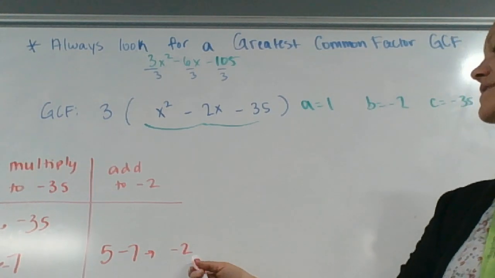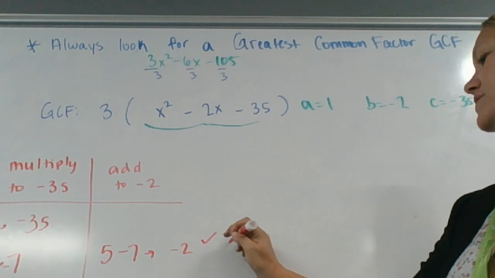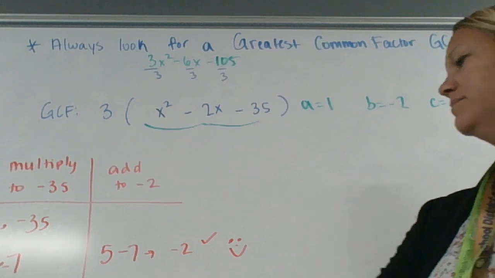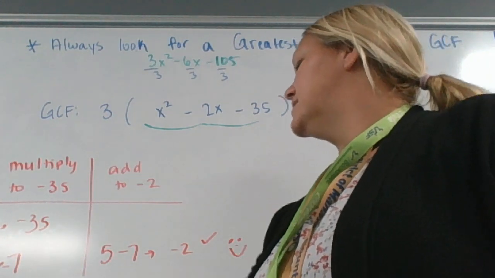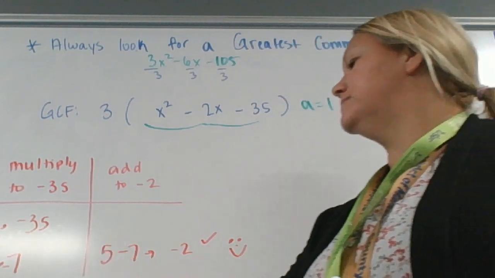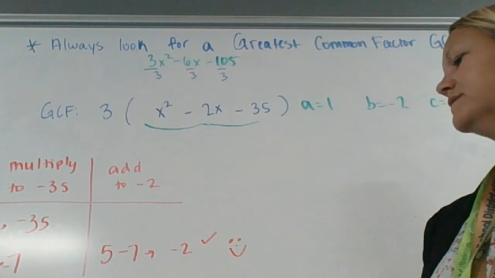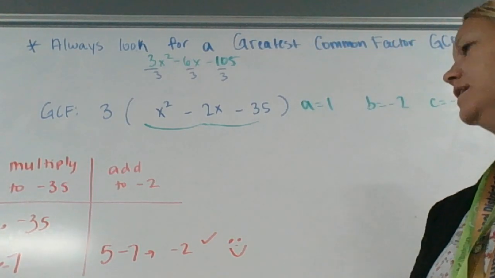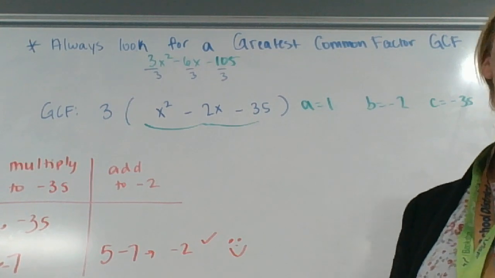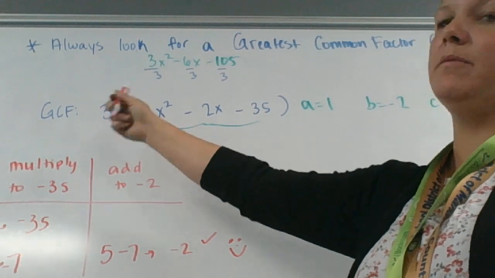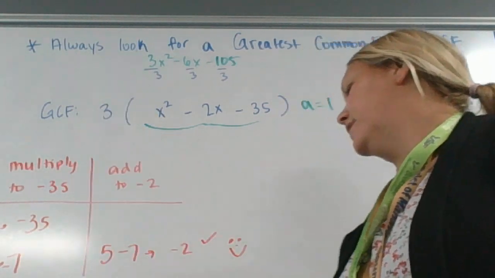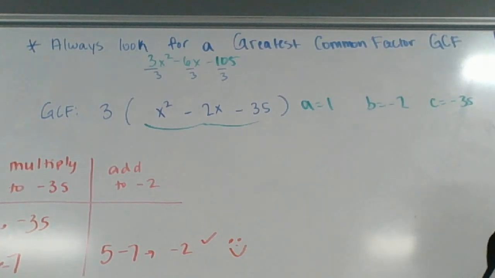All right, so 5 minus 7 is negative 2, so it works. I'm happy about that. So I set up my two parentheses. It's a positive 5, so I write plus 5. It's a negative 7, so I write minus 7. And I'm not going to forget this little 3 from the beginning. I put the 3 in front. And this is my factored form. If I distribute that all out correctly, I get exactly what I started with.